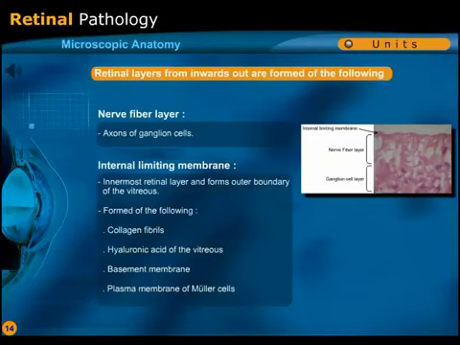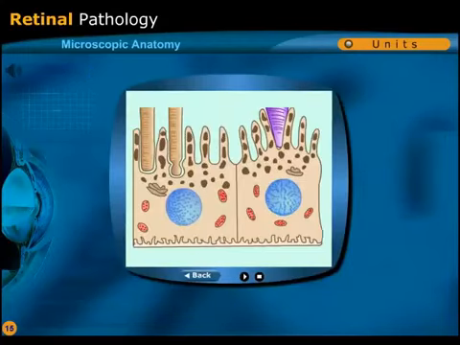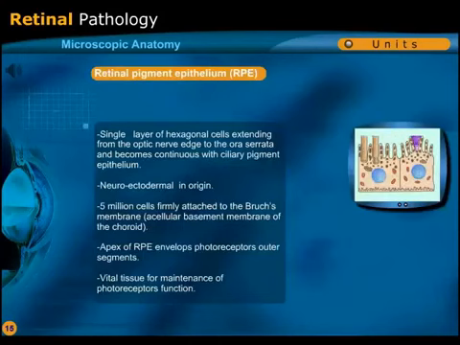Retinal pigment epithelium: a single layer of hexagonal cells extending from the optic nerve edge to the ora serrata, and becomes continuous with the ciliary pigment epithelium. Neuroectodermal in origin, 5 million cells firmly attached to Bruch's membrane, the acellular basement membrane of the choroid. The apex of the retinal pigment epithelium envelopes photoreceptor outer segments. Vital tissue for maintenance of photoreceptor function.